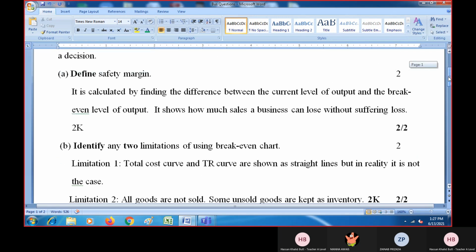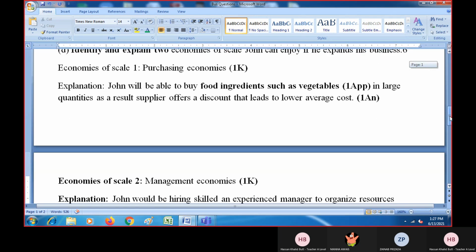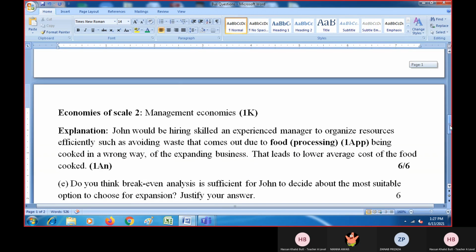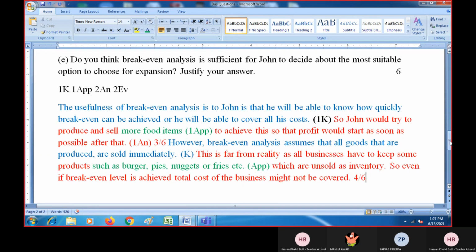So we covered parts A, B, C, D as well, and now we are into part E. And this is the pattern. In Business Paper 1, you will always find questions of this pattern: A, B, C, D, and E. And all questions have the same assessment objectives.